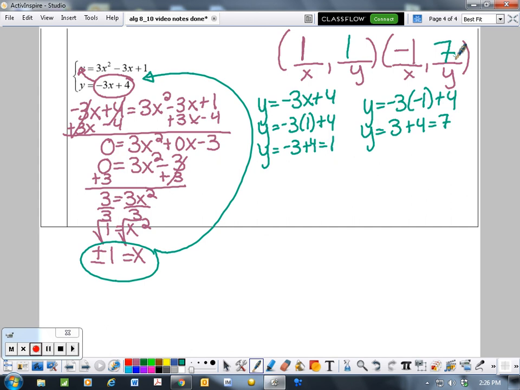So the algebra method really isn't all that bad, but it is a little bit more plug and chug type of work, a lot more computation. So that's it for chapter 8. And in chapter 9, we're going to start looking at exponential functions.